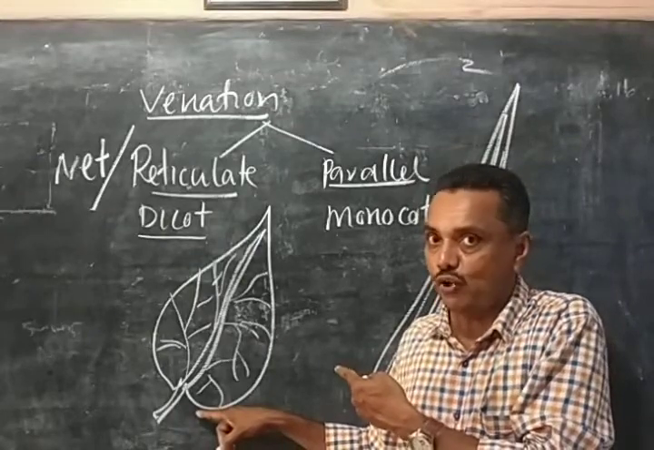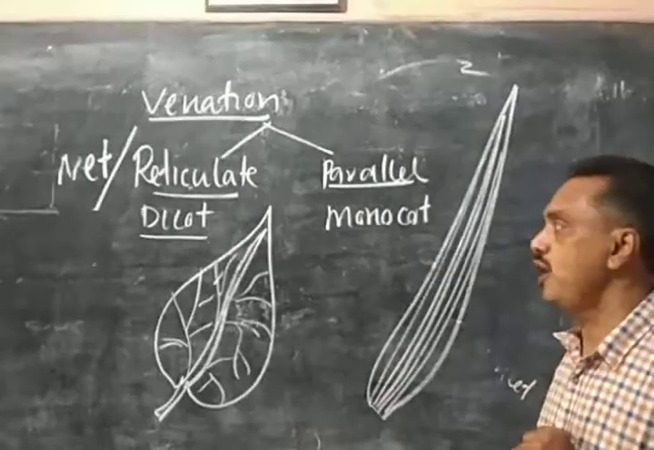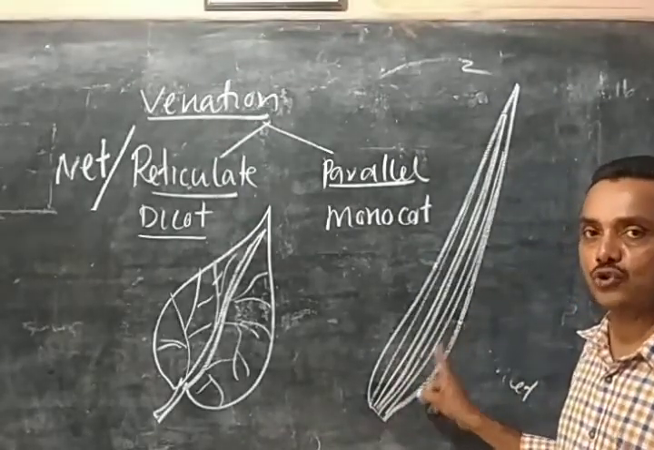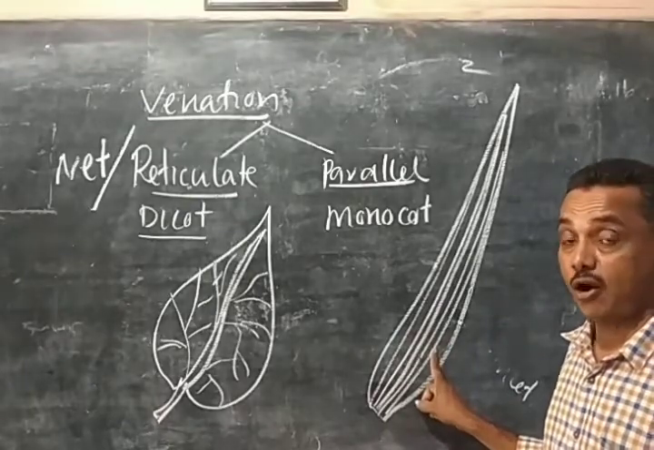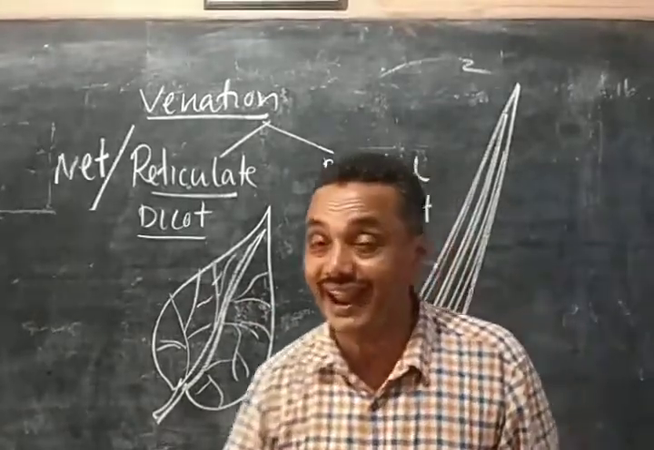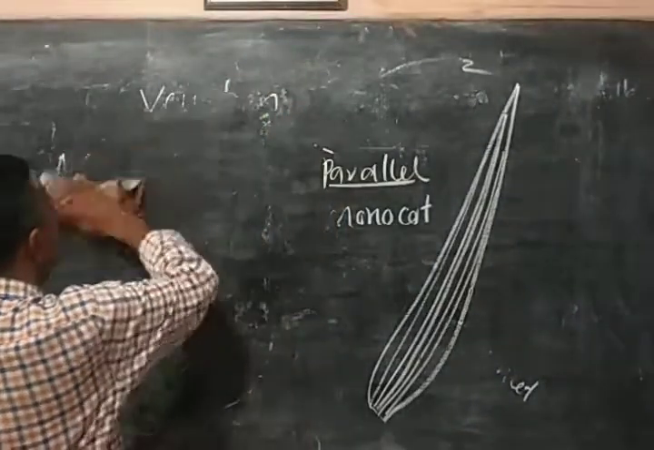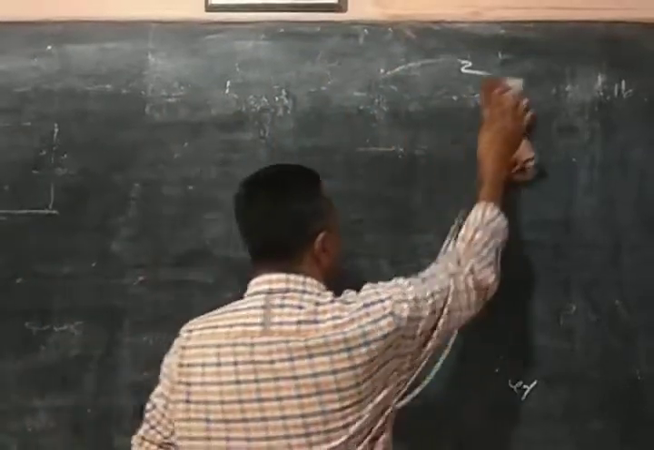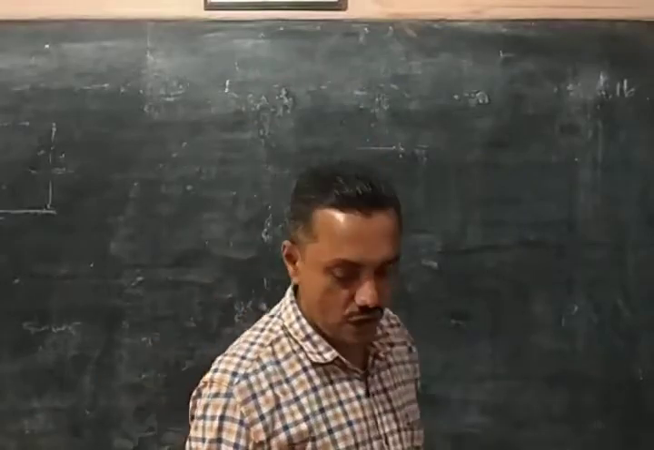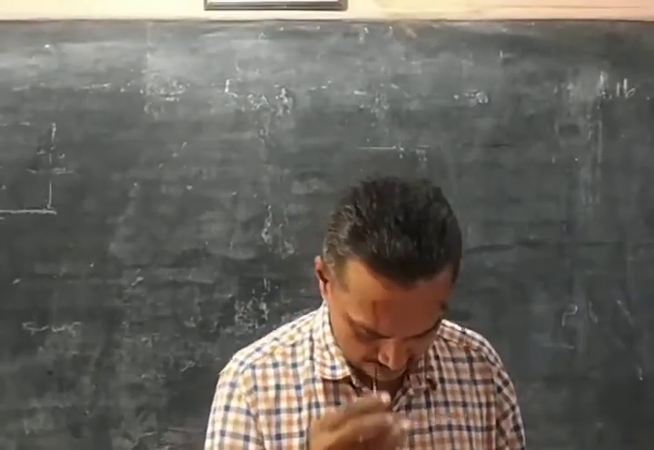The diagrams are very clear for you, in the notebook and in the text also. Veins are arranged parallel as in rice, wheat, sugarcane, barley or grasses, but in reticulate venation they are arranged like a network. The arrangement of veins on the lamina is called venation: parallel and reticulate venation.